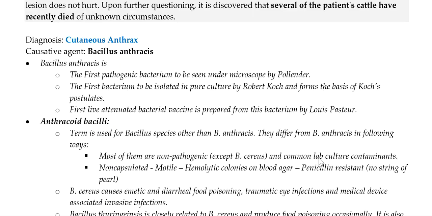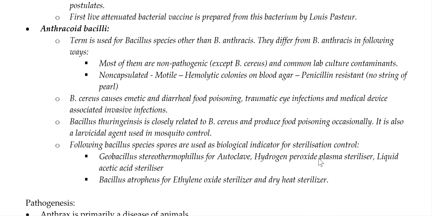There is another term known as anthracoid bacilli. Now, what is this term used for? Anthracoid bacilli is the term used for Bacillus species other than anthracis. So they differ from Bacillus anthracis in the following way. Most of them are non-pathogenic, except for Bacillus cereus and a few other Bacillus species, which cause food poisoning, and they are common lab culture contaminants.